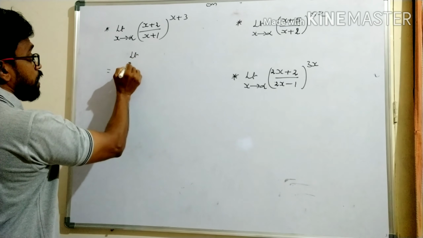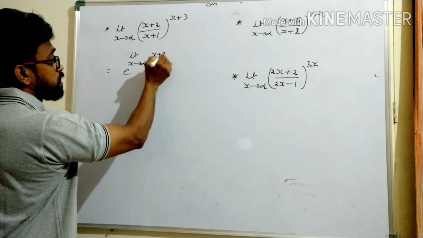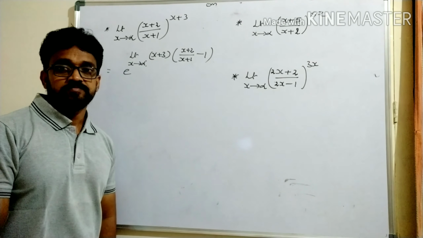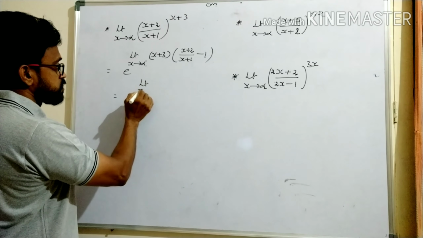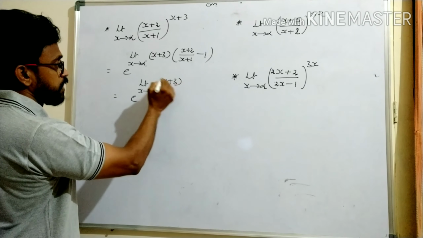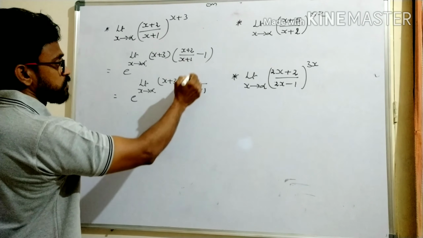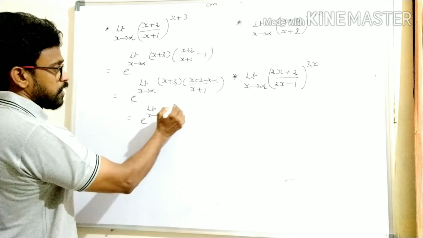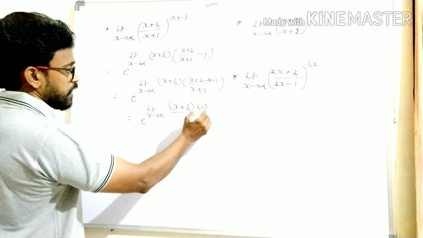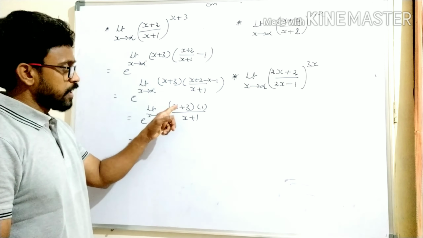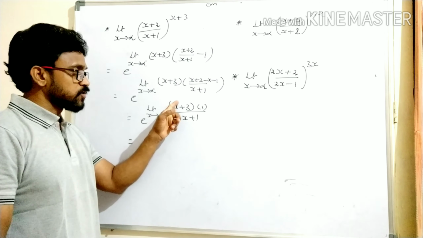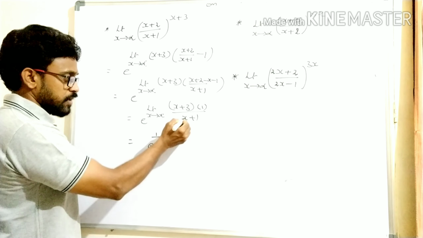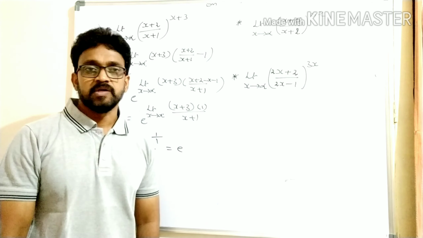Now the same technique should apply. e power limit x tends to infinity, power x plus 3 into (base minus 1). Okay, right. So e power limit x tends to infinity, now simplify: x plus 3, and x plus 1 is the LCM. After simplification, x plus 2 minus x minus 1, finally we get e power limit x tends to infinity x plus 3 into 1 divided by x plus 1. Now observe (x plus 3) by (x plus 1): the degree of numerator is 1 and the degree of denominator is also 1. Using the technique, e power, what is the x coefficient here? 1. Here 1. Finally e is our answer.